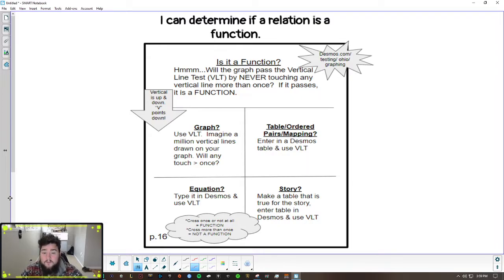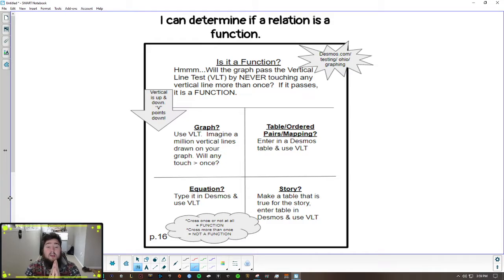So today, our goal is I can determine if a relation is a function. So today we want to be able to determine whether or not a relation is a function. So, is it a function? We're going to use something called the vertical line test. The vertical line test is a way to check and tell if a relation is a function.